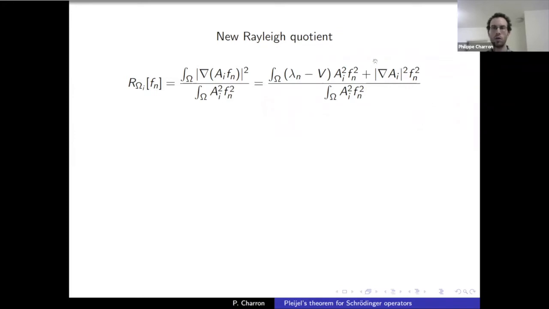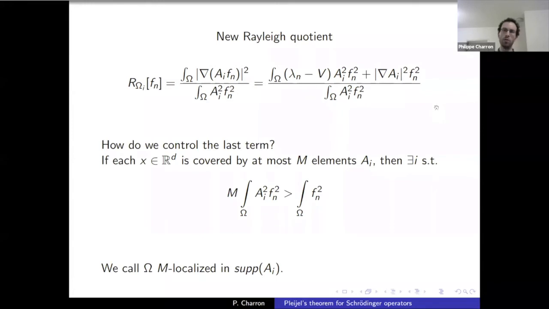The first one is that if you know the size of your partition, then you can control the gradient part here, which is good. But the second part is that you want to control this ratio, the integral of fn squared divided by the integral of ai squared fn squared.